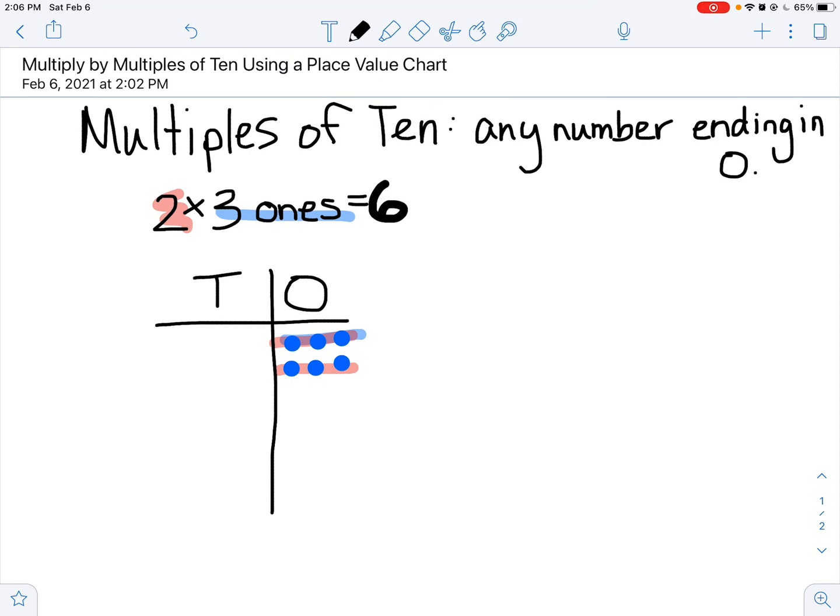Does that make sense so far? Oh, that's going to drive me crazy if it's that big. I've got to get the right size.